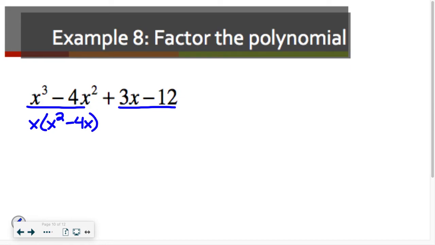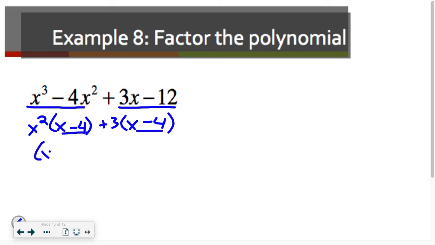No, sorry. Let's fix that part. My bad. Take out an x squared, I'm left with an x minus 4. Out of 3x and 12, I can take out a positive 3, and I'm left with an x minus 4. Since x minus 4s match up, I'm going to rewrite it as x minus 4, and then the remainder here is x squared plus 3. And there it is. There's my final factored polynomial for that one.